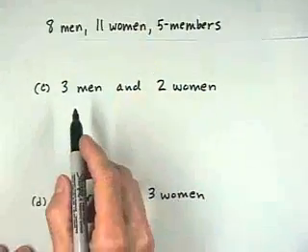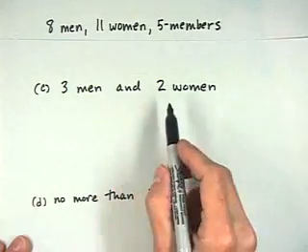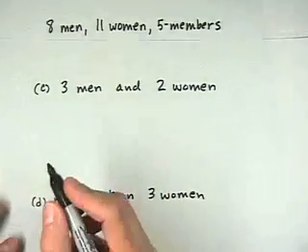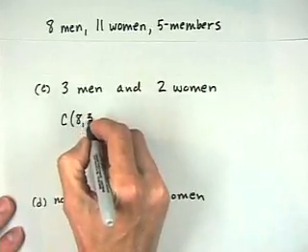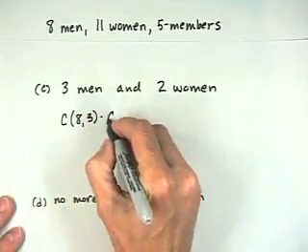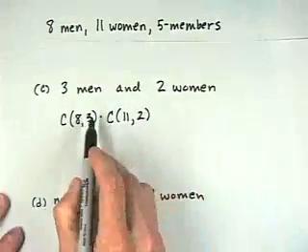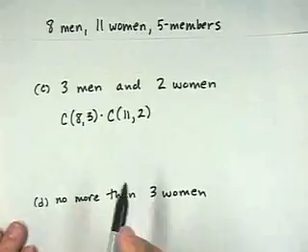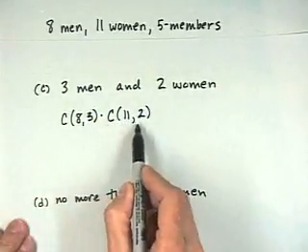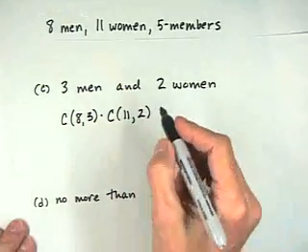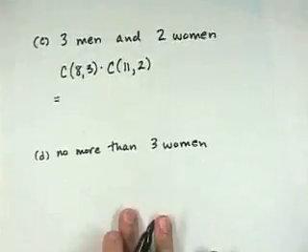What we want to do is form 5-member committees, 3 of whom are men and 2 women. This is a product of the combinations of the 8 men choose 3 times the combination of the 11 women choose 2, using the fundamental principle of counting. The number of ways I can choose 3 men times the number of ways I can choose 2 women. Let's use our graphing calculator to find this value.